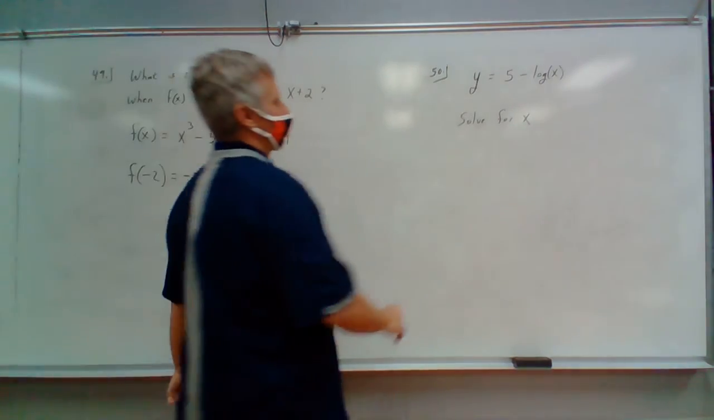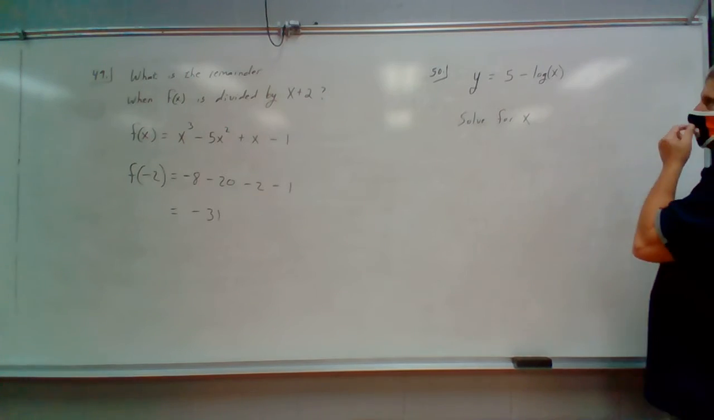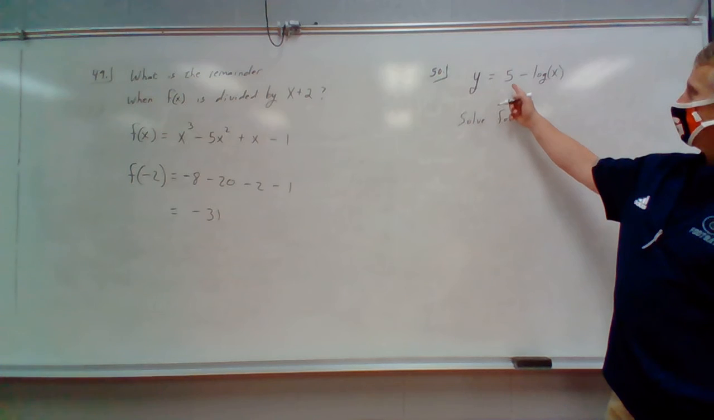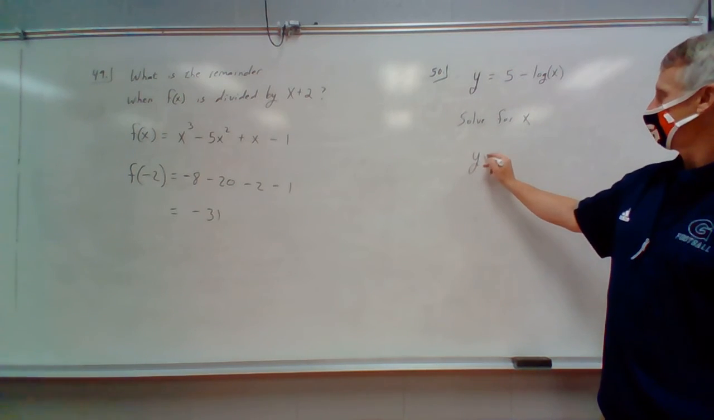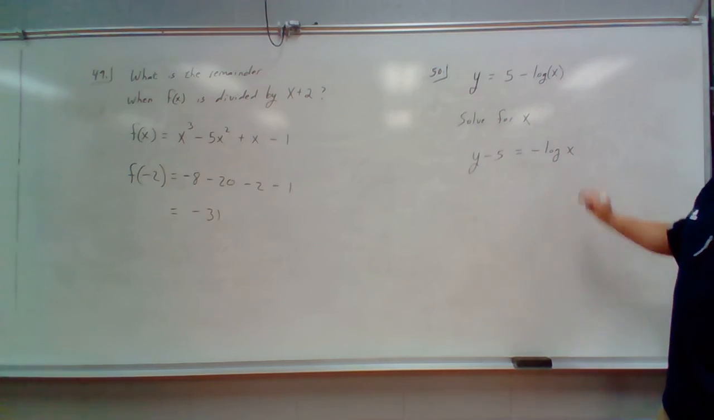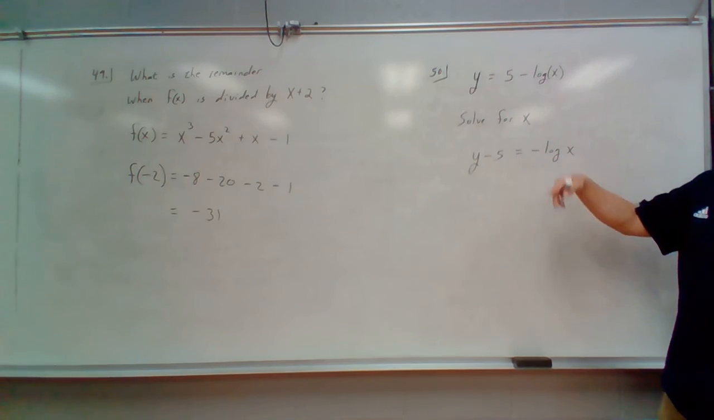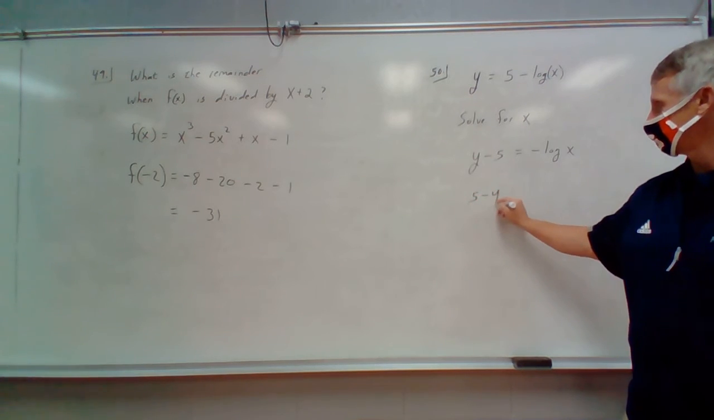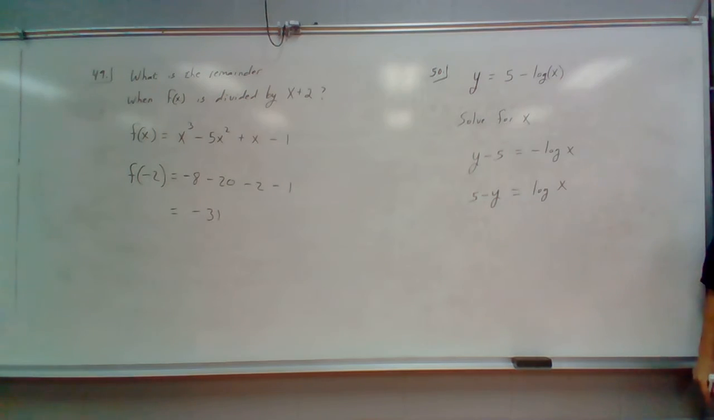All right, let's solve this equation for x. Remember, to solve log equations, you should isolate the log by itself. So I'm going to add or subtract 5 from both sides. So y minus 5 equals negative log of x. And I want to get rid of this negative sign, so I'm going to divide both sides by negative 1. So this will become 5 minus y equals log base x.